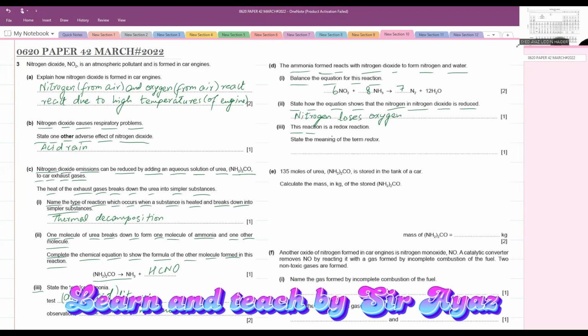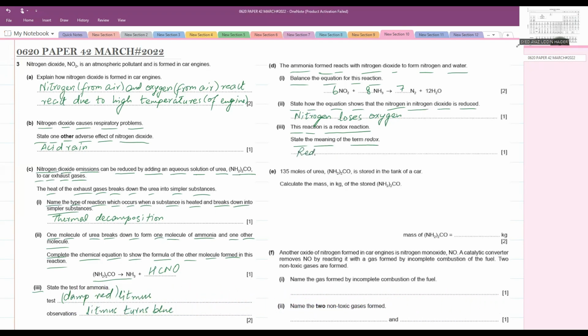Next part: this reaction is a redox reaction. State the meaning of the term redox. The concept is that reduction and oxidation occur. Simple as that. Reduction and oxidation occur.